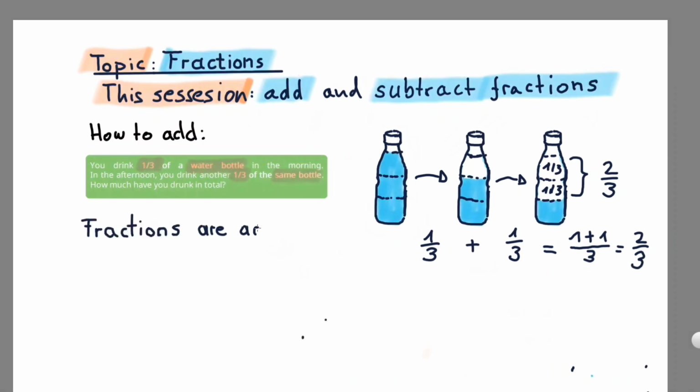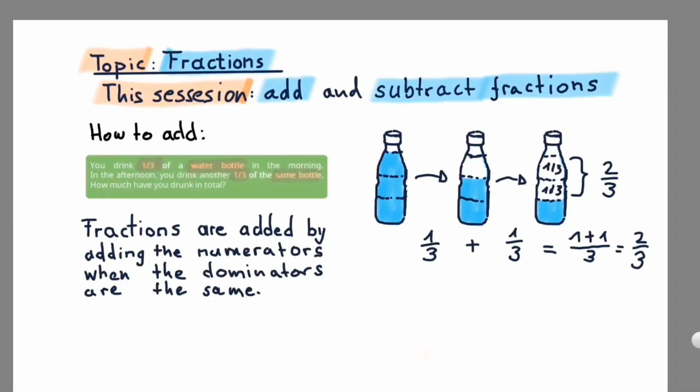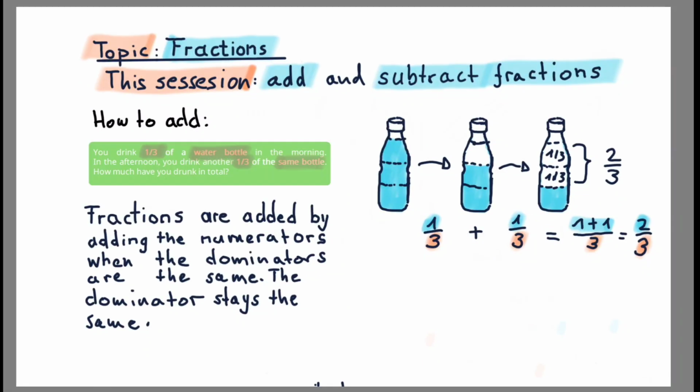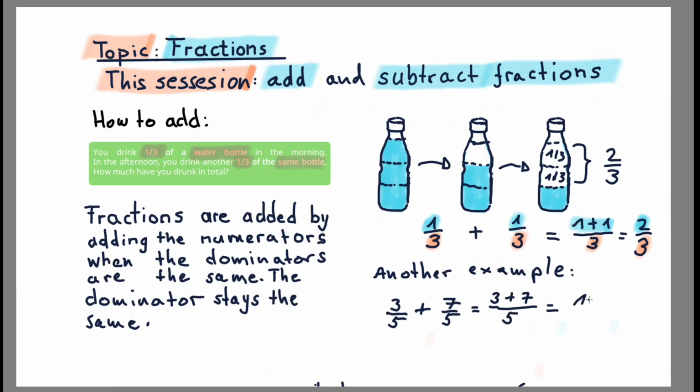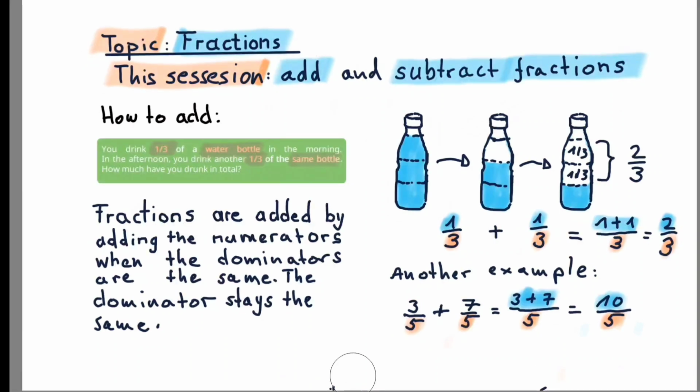Key rule: fractions are added by adding the numerators. When the denominators are the same, the denominator stays the same. Here's another example. 3/5 plus 7/5 equals 3 plus 7 over 5 equals 10/5.